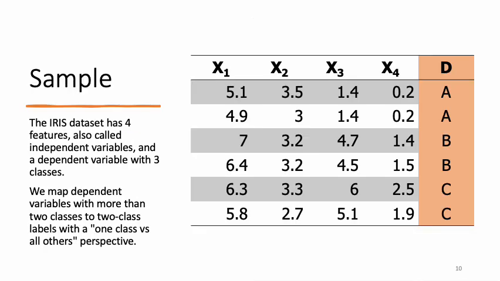Let's apply this with an example on the famous iris dataset. The iris dataset has 4 features, also called independent variables, and a dependent variable with 3 classes. Classification methods can easily learn two-class data. Therefore, we map dependent variables with more than 2 classes to 2-class labels with a 1 class versus all others perspective. We should also convert the D labels here into 3 different binary expressions with a similar perspective.